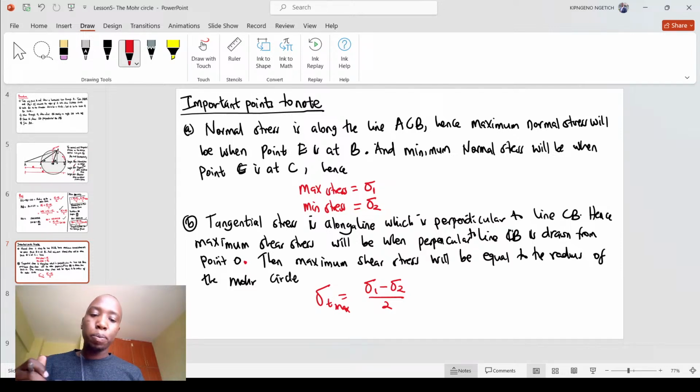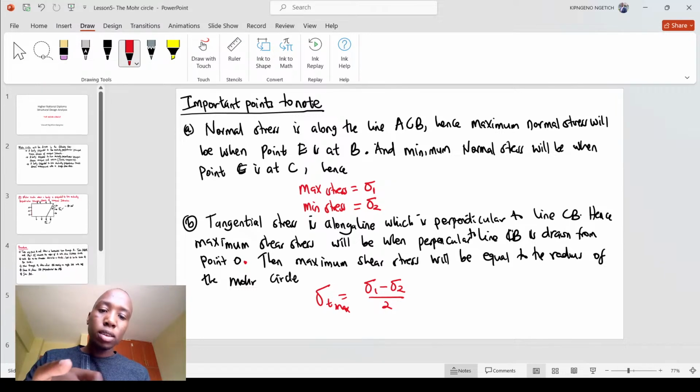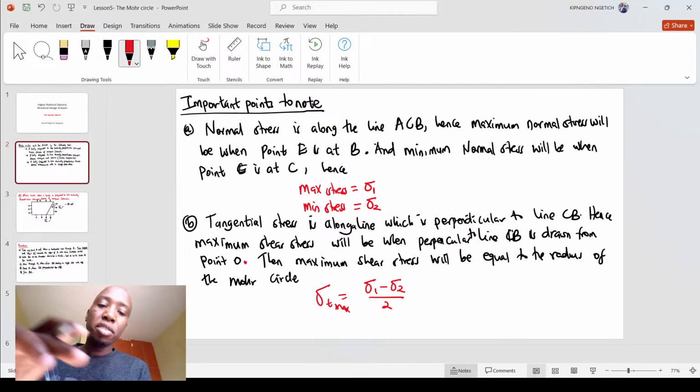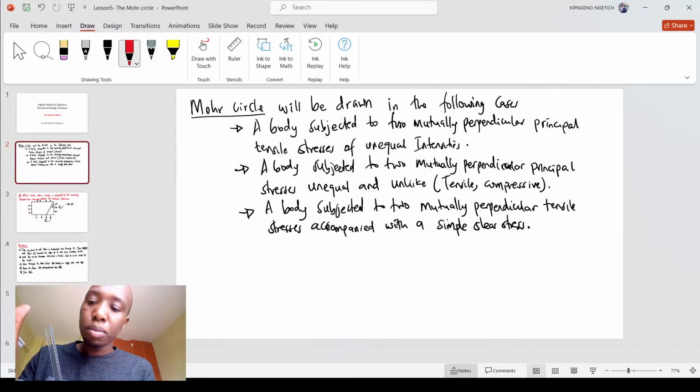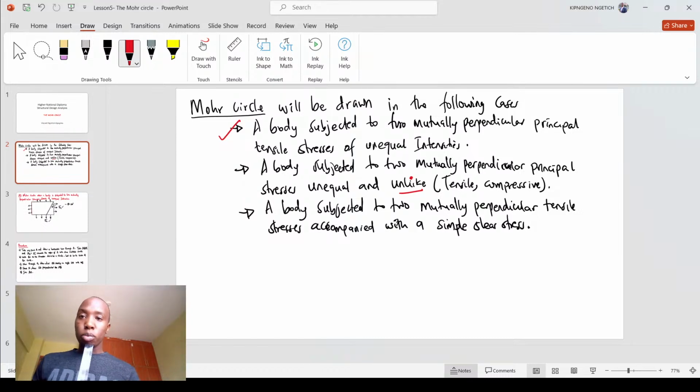Very good. So we are now done with the first one, where a body is subjected to mutually perpendicular principal tensile stresses of unequal intensity. What about now two mutually perpendicular stresses which are unequal and unlike? By unlike, you remember the last question which had a negative 100 kilonewtons per meter squared. Something like that.